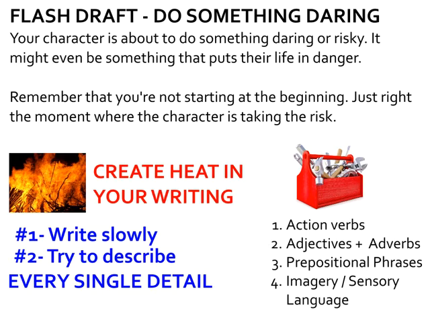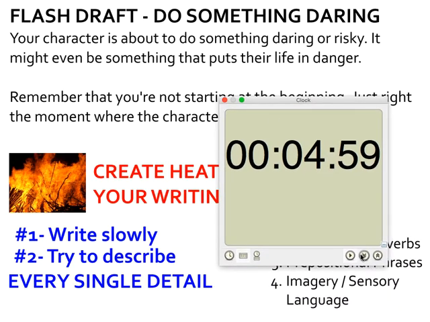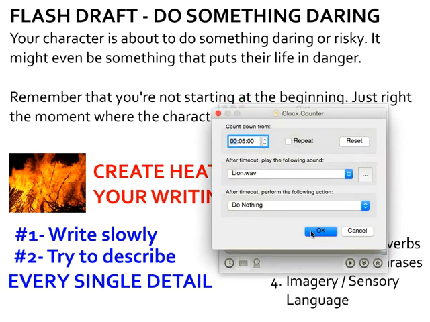So I'm going to put 5 minutes on the clock. I want you to decide right now what is that moment that you're going to write about. You can pause the video if you need some extra time to make that decision. Once you've decided, push play. You have 5 minutes to write this flash draft. Try to write slowly and describe every single detail.